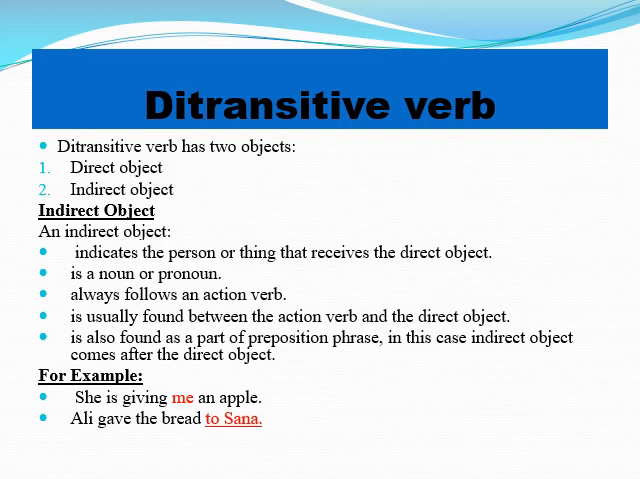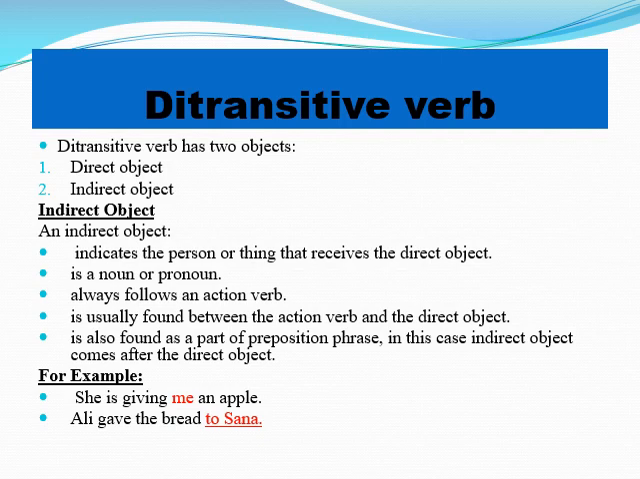An indirect object indicates the person or thing that receives the direct object. It is a noun or a pronoun. It always follows an action verb. It is usually found between the action verb and the direct object. But there is another case. It is also found as a part of a preposition phrase. In this case, the indirect object comes after the direct object. Let me explain both cases with the help of examples.